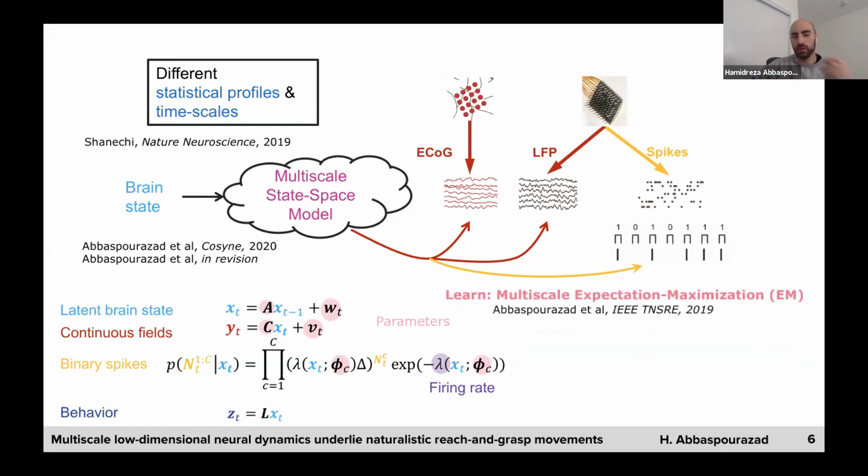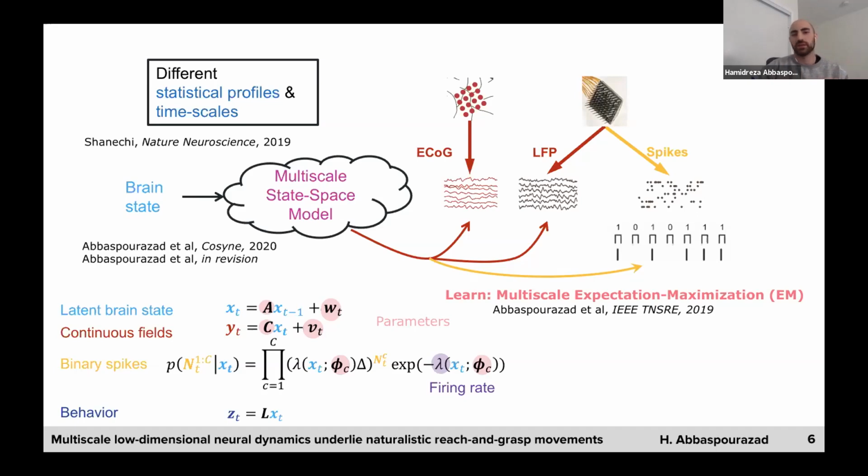We developed this multi-scale expectation maximization algorithm, which identifies all the model parameters in the presence of the latent state. I'm not going to go through the details of the algorithm. You can find the math in our prior work in 2019. So after having this multi-scale EM, we can now learn low-dimensional dynamics with spiking population activity, local field potential network activity, and also the combined version of them. And we can investigate the dynamical characteristics of the low-dimensional dynamics.